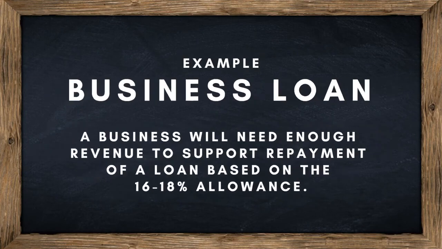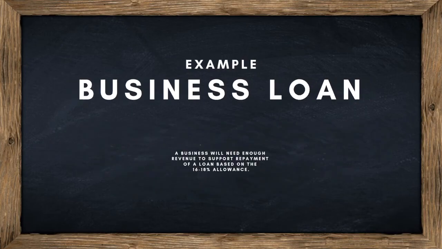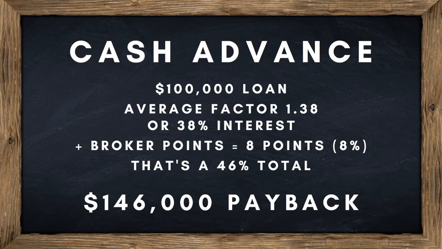A business will need enough revenue to support repayment of a loan based on the allowance of 16 to 18%. Okay, that's our example. So we're talking about a cash advance here, right? It's a $100,000 loan. The average factor is 1.38, meaning there's 38% interest on top of it, right? So 38% interest. Broker points is 8 points. That's what we would be charging, right?